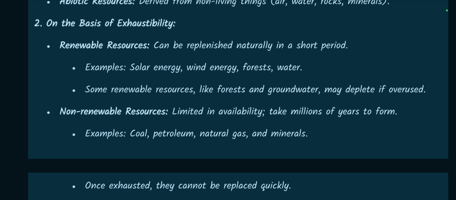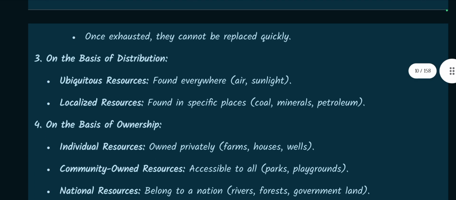Non-renewable resources are limited in availability and take millions of years to form, like coal, petroleum, natural gas, and minerals. Once exhausted, they can't be replaced quickly.